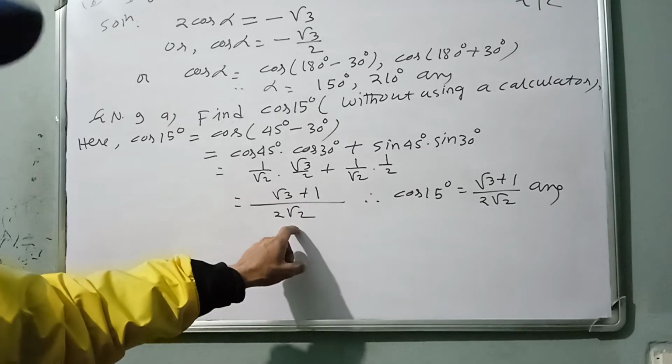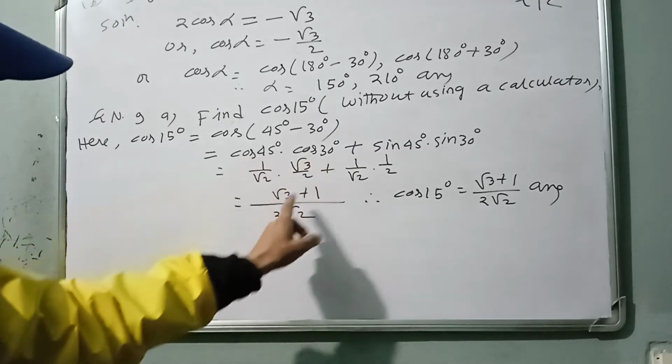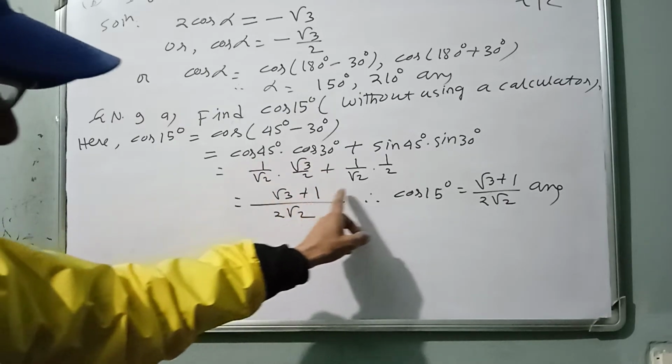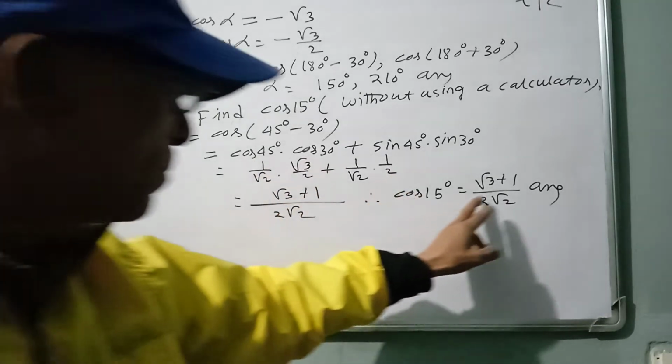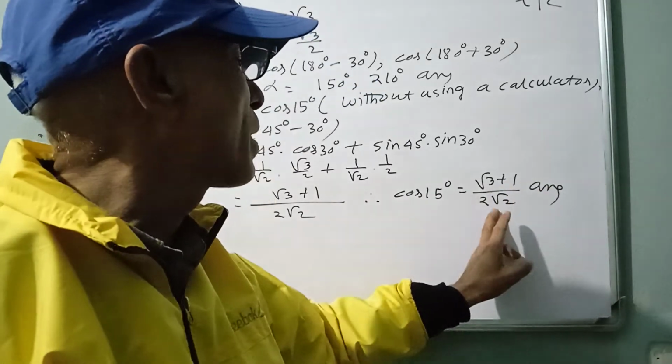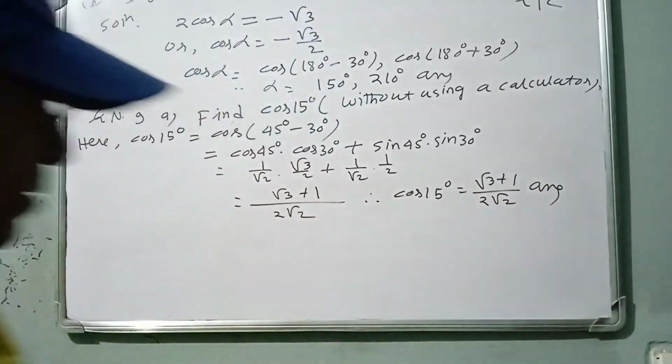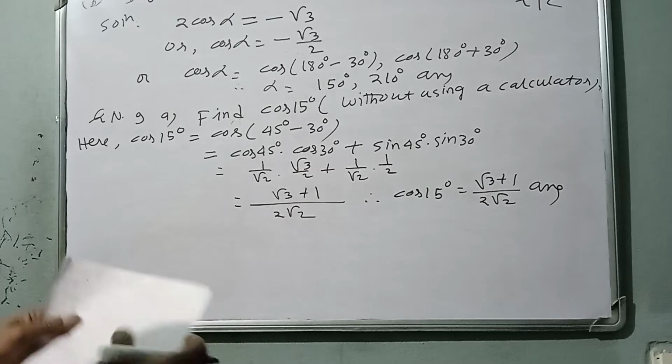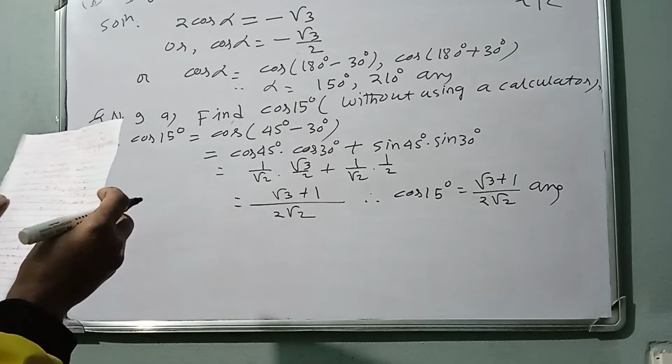Take LCM, twice root 2, LCM of numerator root 3 plus 1. So, cos 15 degree equal to root 3 plus 1 upon 2 root 2, answer. The process of writing 9A.